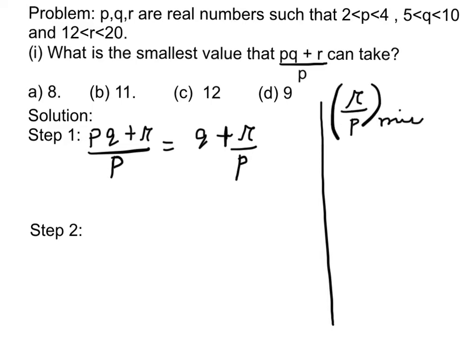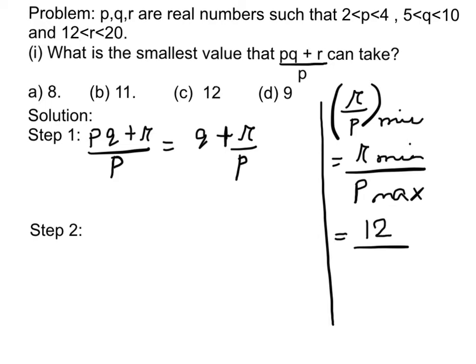R by P will be minimum when R is minimum and P is maximum. Only then this ratio will be minimum. Now, R minimum: R is greater than 12, so let's write 12, and P max is less than 4, so let's write 4. So, this is equal to 3.